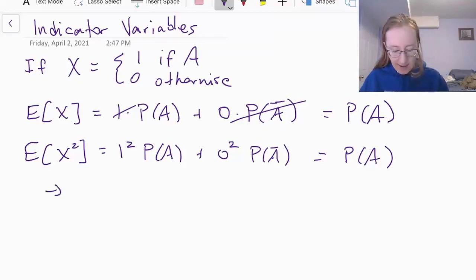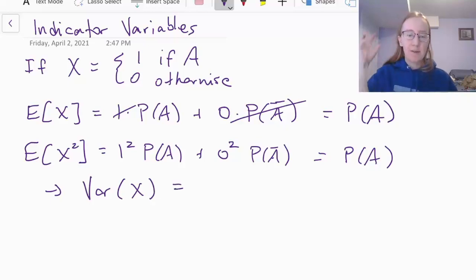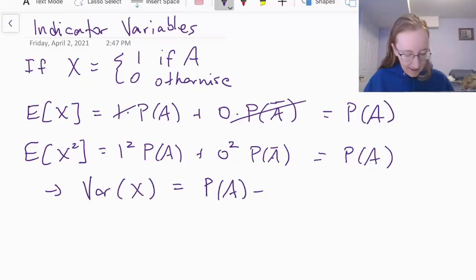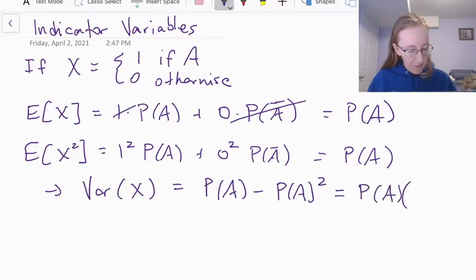And so that means that the variance of your indicator variable is going to be E[X^2] minus (E[X])^2. So P(A) minus P(A)^2, which we usually write as P(A) times (1 minus P(A)).